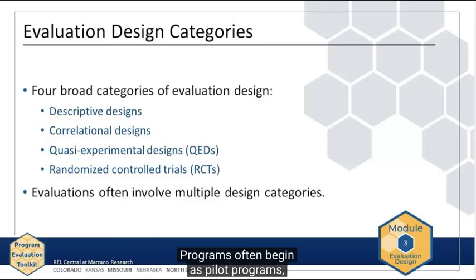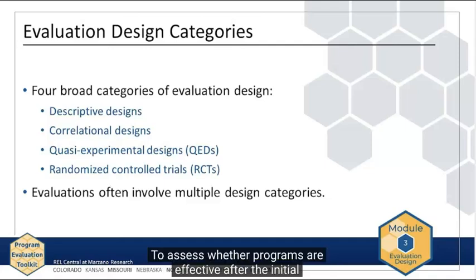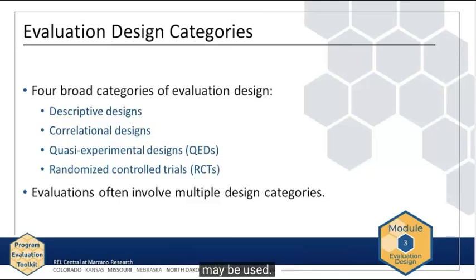Programs often begin as pilot programs, which may be small in scope. If promising evidence is found using descriptive or correlational designs, those programs may be scaled up. To assess whether programs are effective after the initial pilot, more rigorous designs, such as quasi-experimental or experimental designs, may be used.